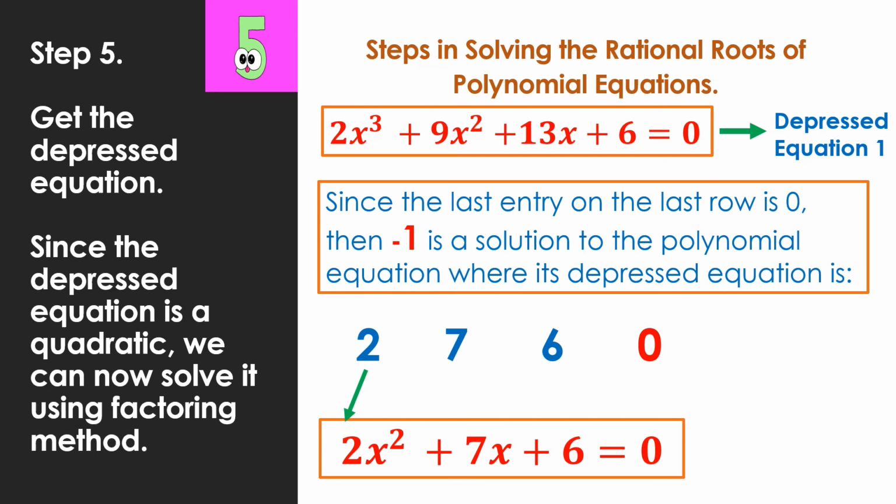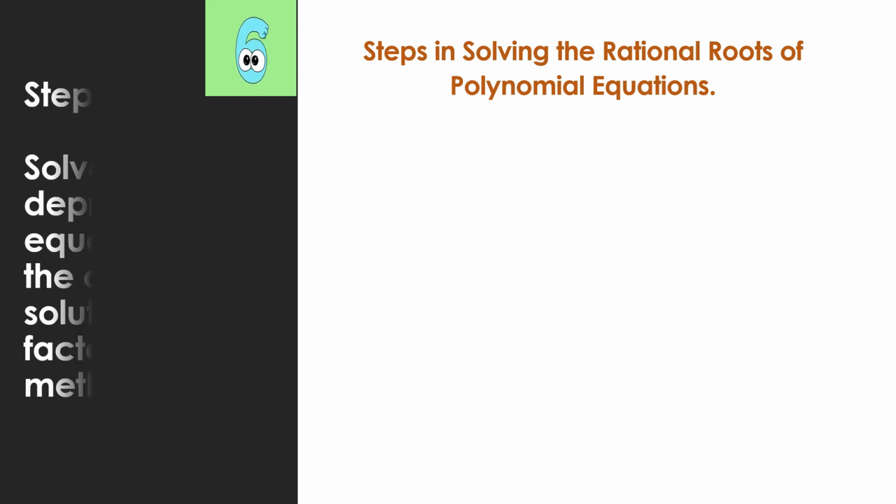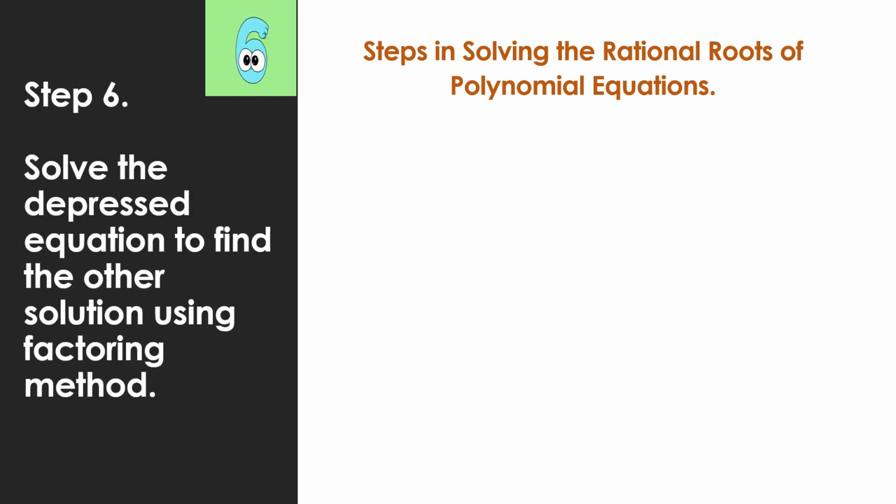So, 2 becomes 2x squared. The degree of the depressed equation number 1 is 3, minus 1 is equal to 2, which will be the degree of the depressed equation number 2. So, that will be 2x squared, and then 7 becomes 7x plus 6 equals 0. Then, 2x squared plus 7x plus 6 is now our depressed equation number 2. Since the depressed equation is a quadratic equation, we can now solve it using the factoring method.